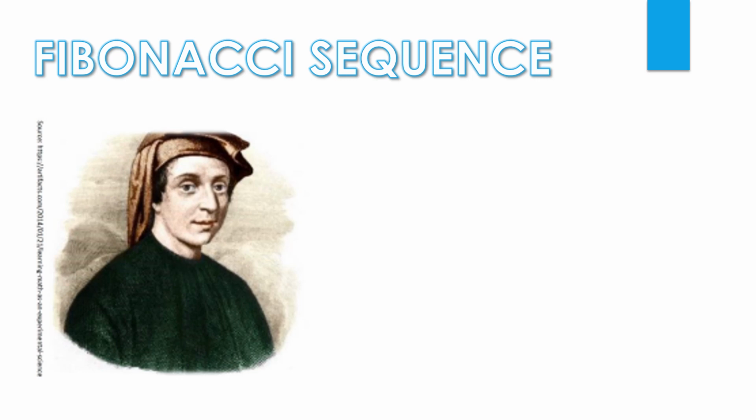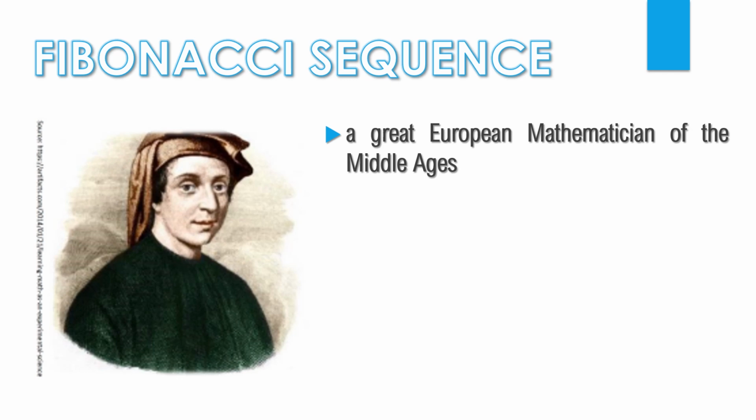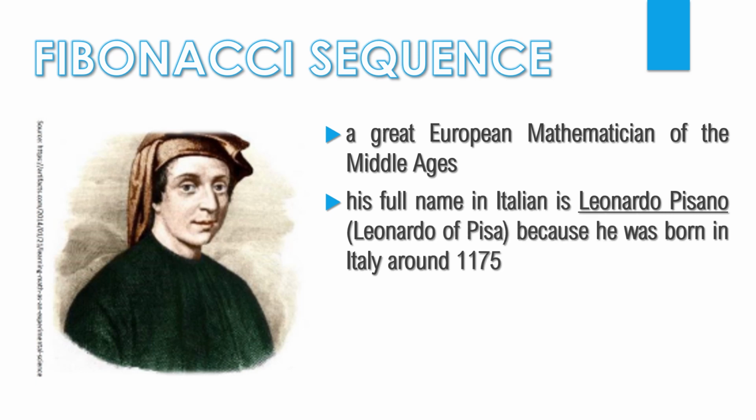Okay, so ngayon, paano at saan nagmula ang Fibonacci sequence? Yung tao na nakikita niyo yan, siya ay isang European mathematician of the Middle Ages. His name is Leonardo Pisano, or simply Leonardo of Pisa. Pisano means Pisa, so Leonardo Pisano means Leonardo of Pisa, because he was born in Italy around 1175.